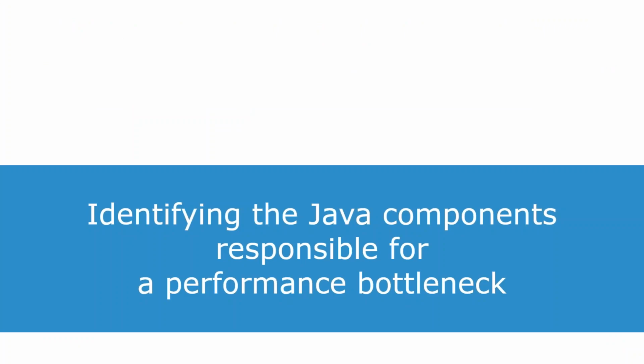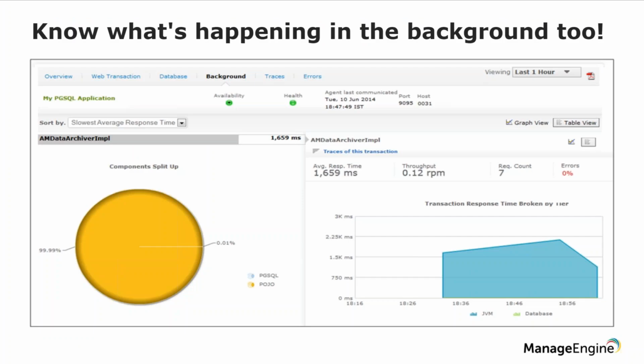The next is to identify which Java component is responsible for a performance bottleneck. In order to do it, we have something called the background tab, under which you can get the background transactions that are consuming more time, or which background transaction or process is time consuming, due to which your web app is performing slow.